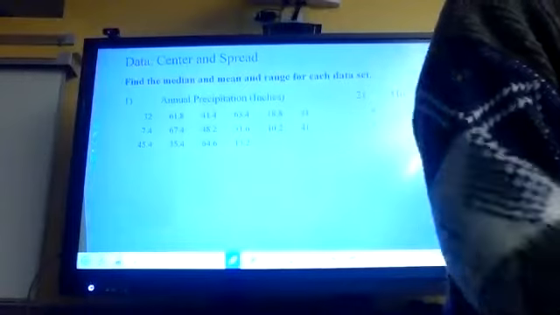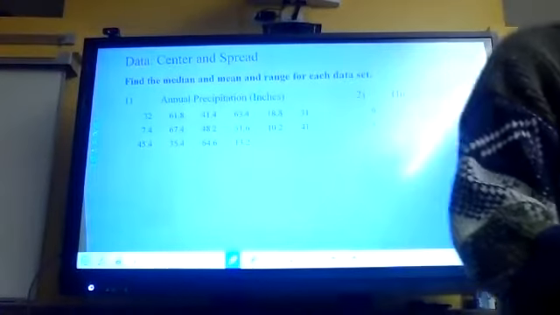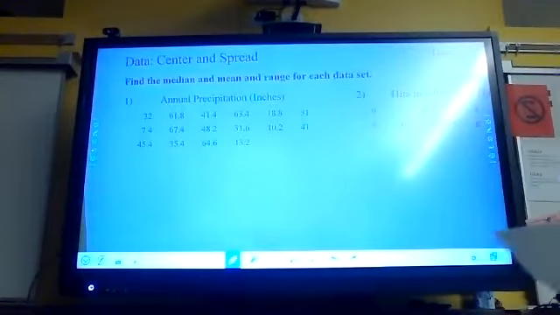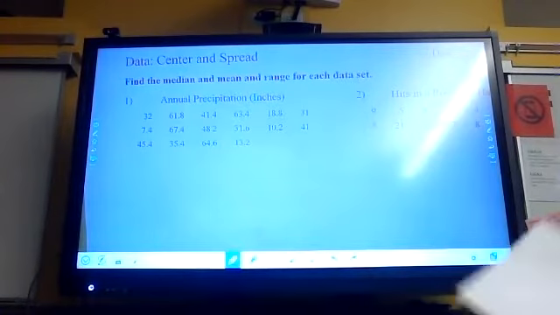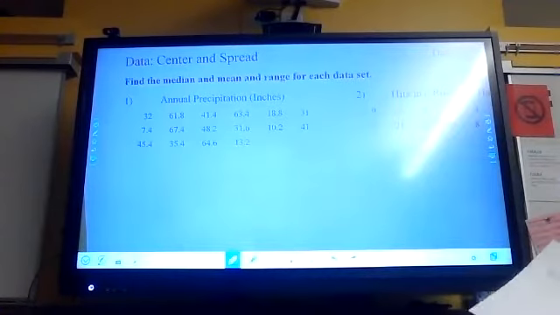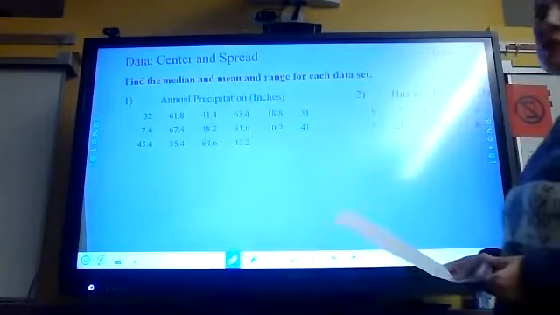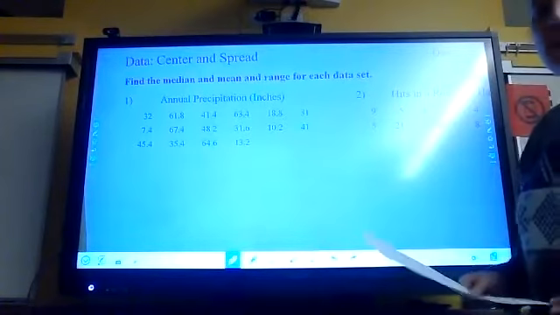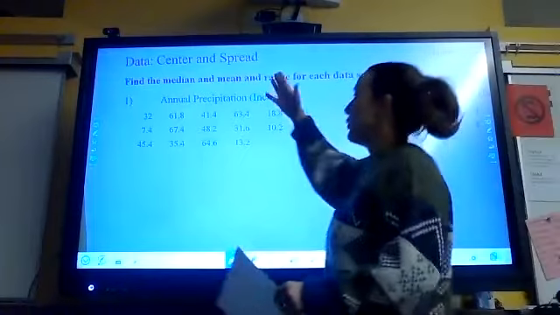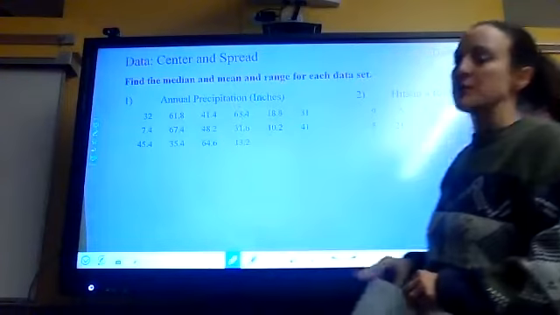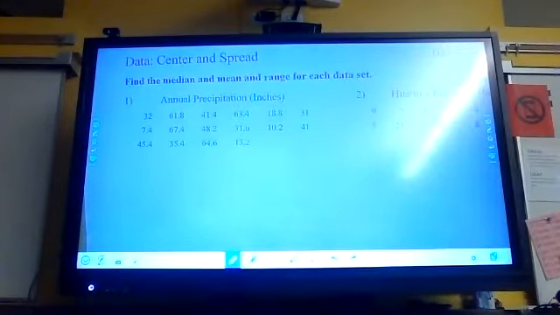So let's take a look at the first one. The first one is going to be annual precipitation. This is not representative of Wyoming. I wish we would have 48 or 64 inches of rain some years, but we don't. So whenever you are presented with a data set, a bunch of numbers that describe something that someone has collected, you first have to put it in order.